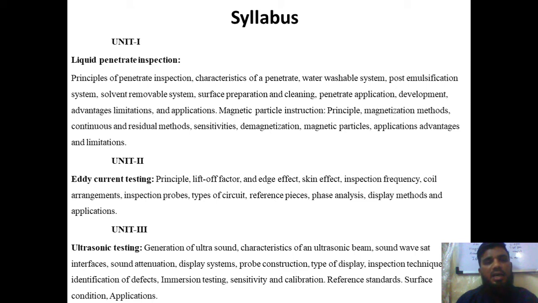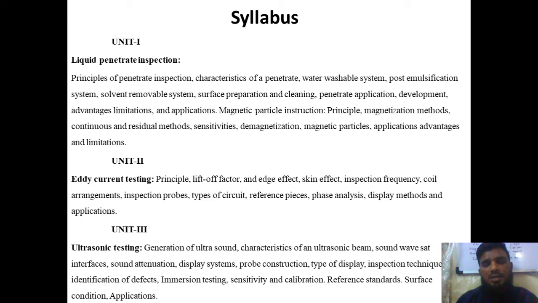Second is eddy current testing. Most of these are different types of non-destructive testing itself. The main advantage is that different tests can be carried out on the same material. The second unit deals with eddy current testing, where we will see the principle, how it is carried out, and how we check where the flaws are present in the material.